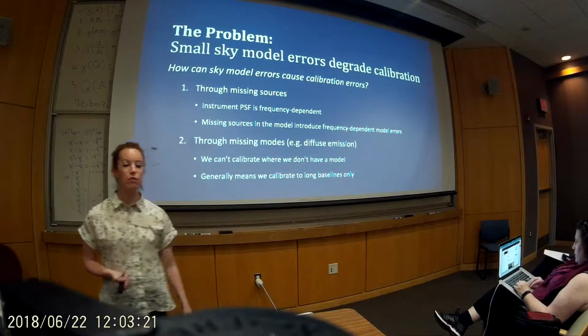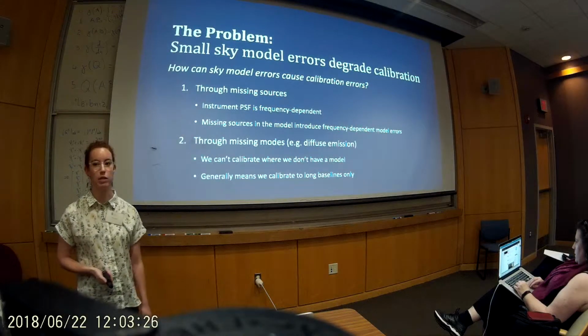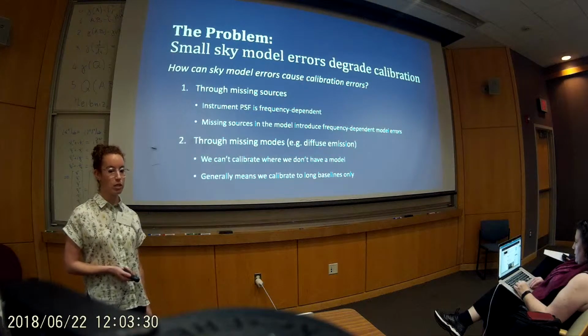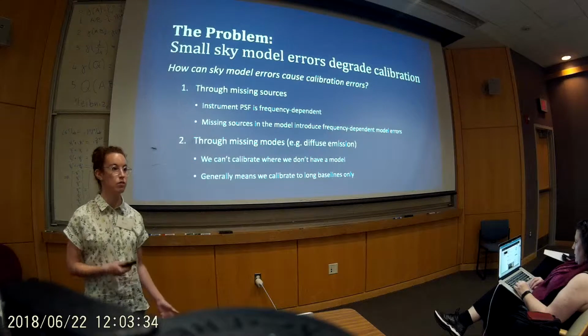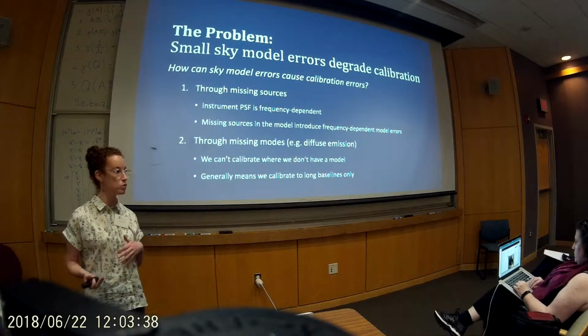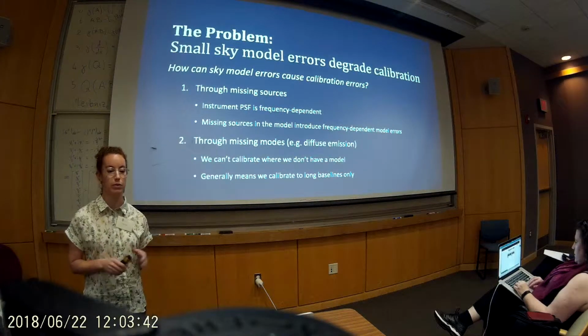And then a more straightforward mechanism of error is that we simply can't calibrate where we don't have a model. So this is going to become important later in this talk. We can't calibrate short baselines if we don't have a diffuse model. We generally only calibrate for point sources, and this means that we simply don't calibrate short baselines, only long baselines.